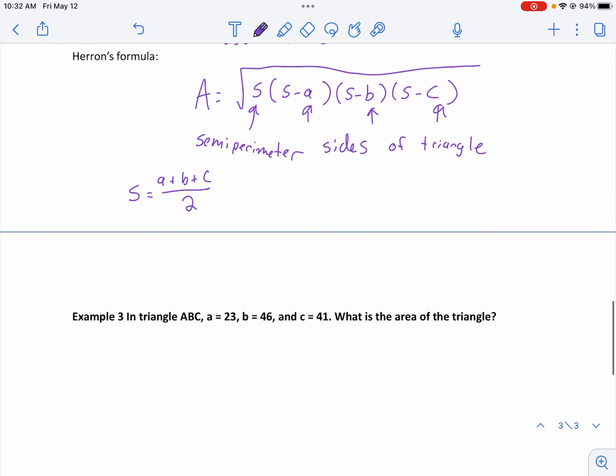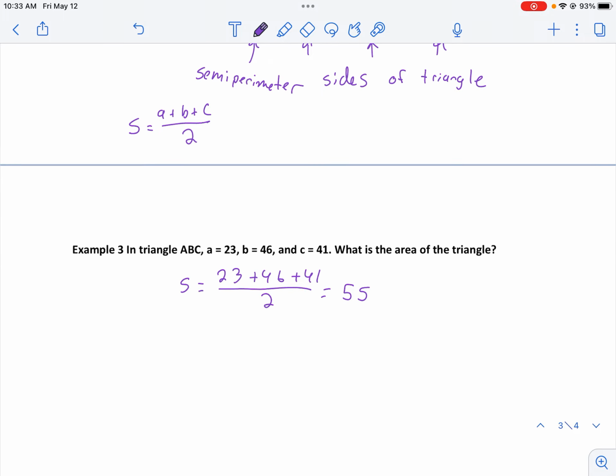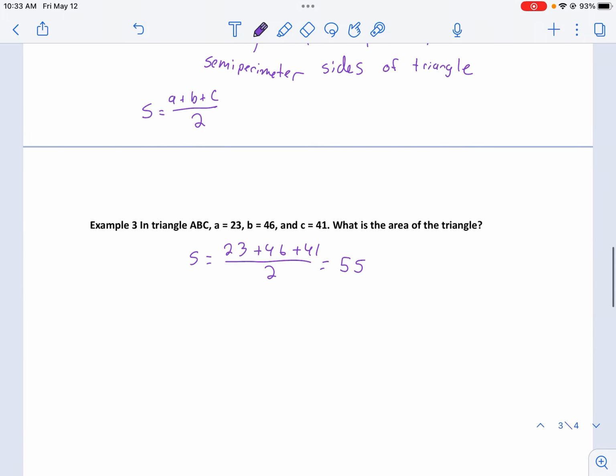So for our last example right here in triangle ABC, we have A, B, and C, so side, side, side. It's asking us for the area, so we can use Heron's formula. And then we would say we need to find S first. So 23 plus 46 plus 41, all divided by 2. This is going to give us 55. I just have that memorized from doing this note so many times.